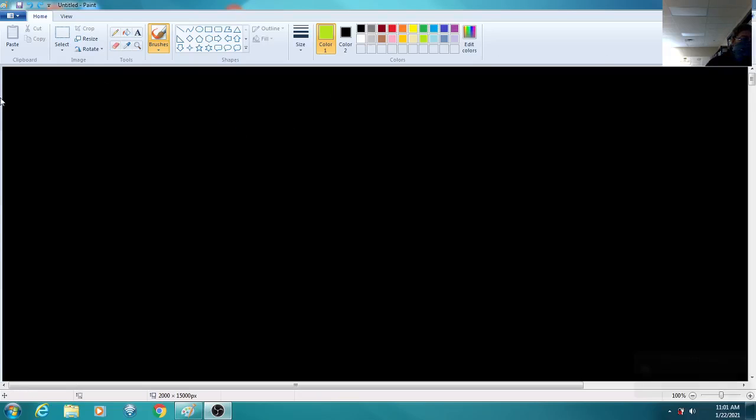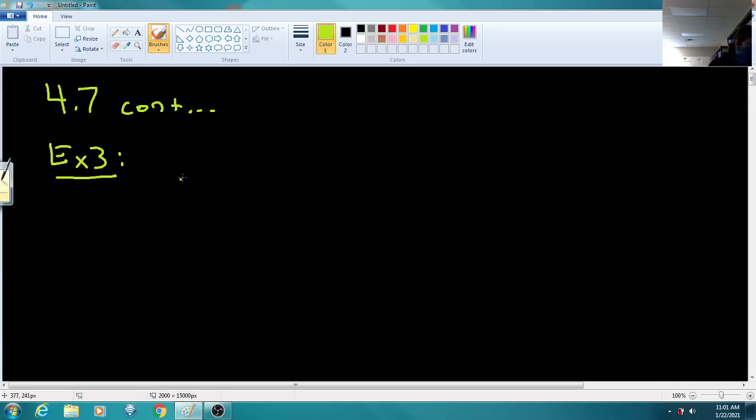Okay, so we're going to move along to continue on with section 4.7. We're going to look at example 3, which is going to have us go through and optimize price on a housing unit.